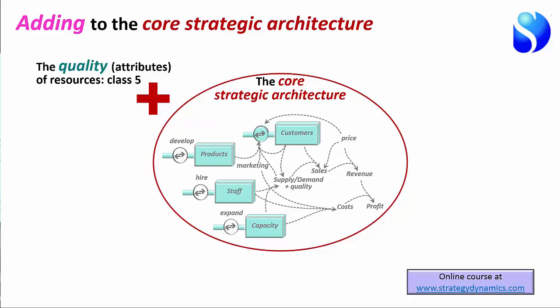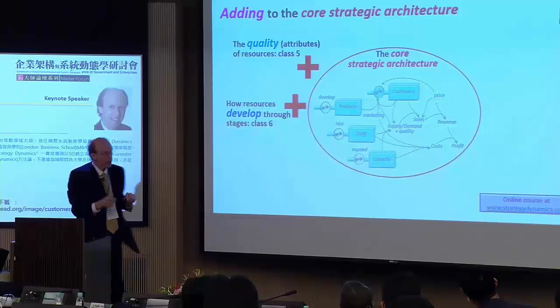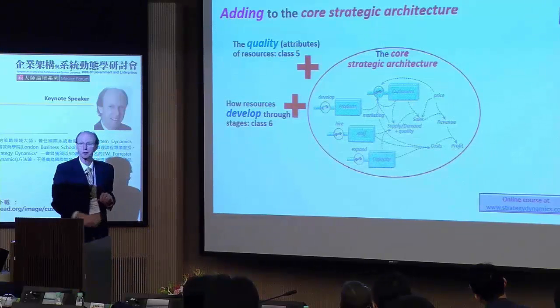We have products that appeal to many customers or to few customers. We have staff who have high levels of skills and small levels of skills. And we have capacity of different size. So these are attributes of these things. I talked about staff developing from junior to middle to senior to president. That is a pipeline. We have pipelines for customers.